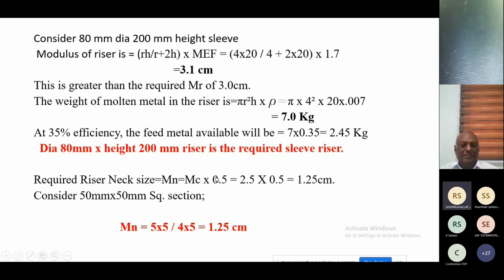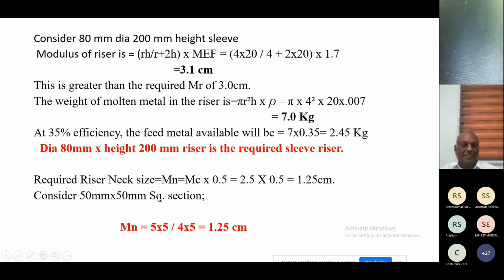Now calculate the dimensions of the neck. Required riser neck modulus Mn is equal to MC into 0.5. It can be from 0.5 to 0.7. We are taking this case as 0.5. If the length from the casting to the riser is too much, this factor 0.5 will be increased, maybe 0.7, 0.8 like that. Now Mn is equal to 1.25 centimeter.